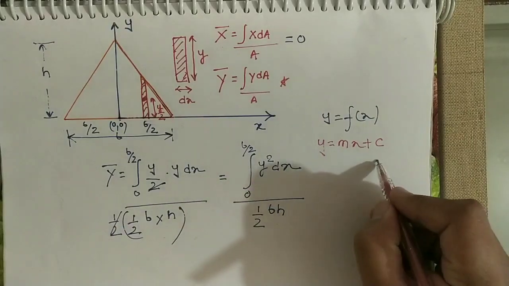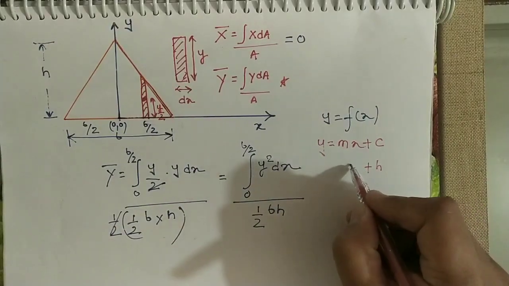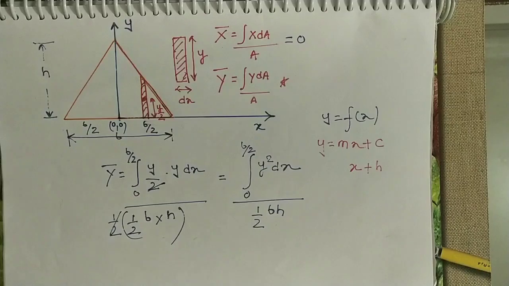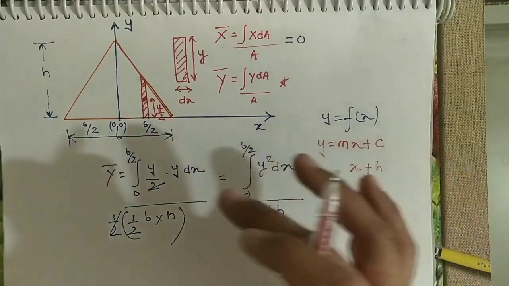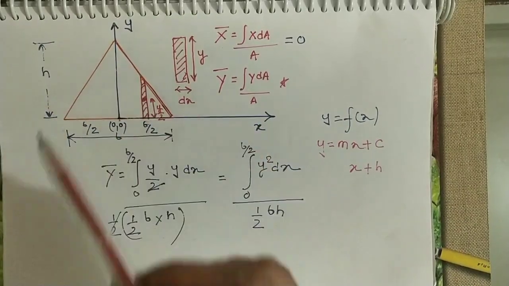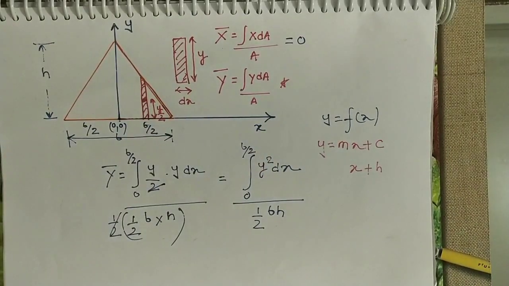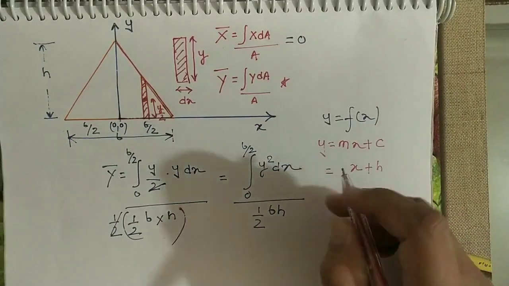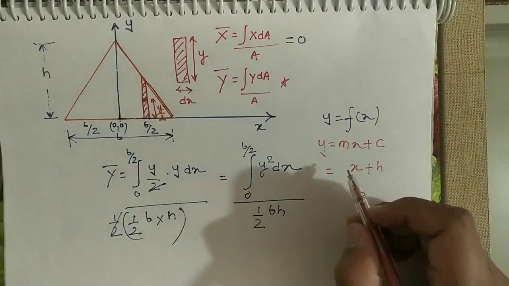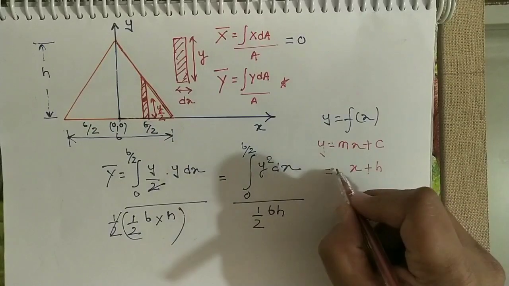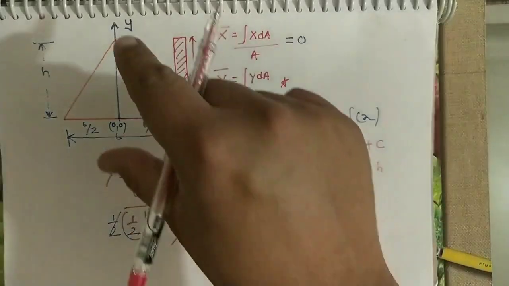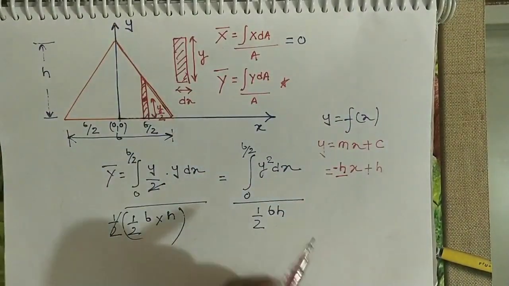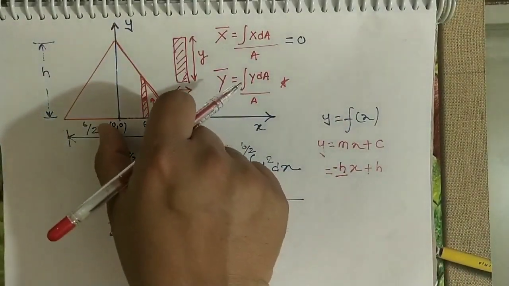So here c is h, x, m is nothing but the slope or rise over run. Okay, but now you can see from this figure that the slope is negative because there is a drop. So slope is nothing but minus h, that is the drop, and the run is nothing but b by 2, this length.